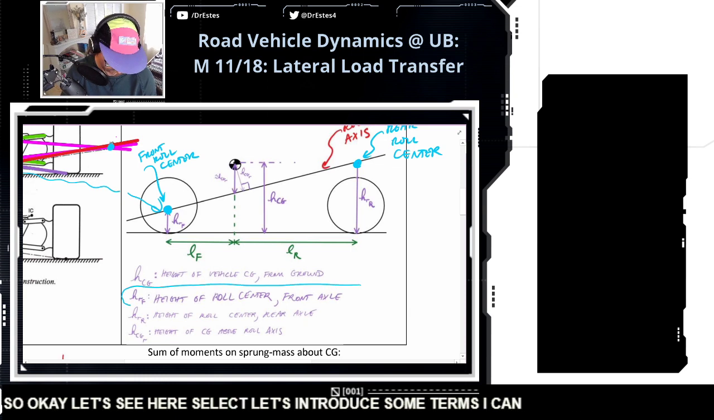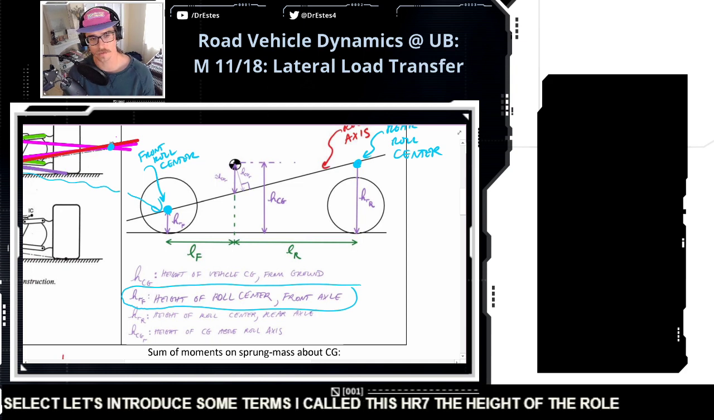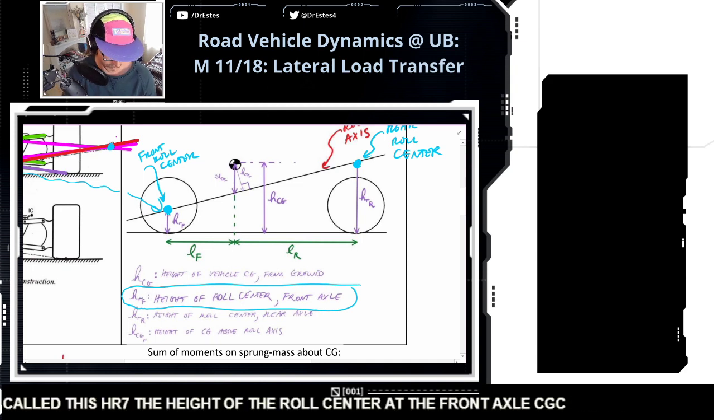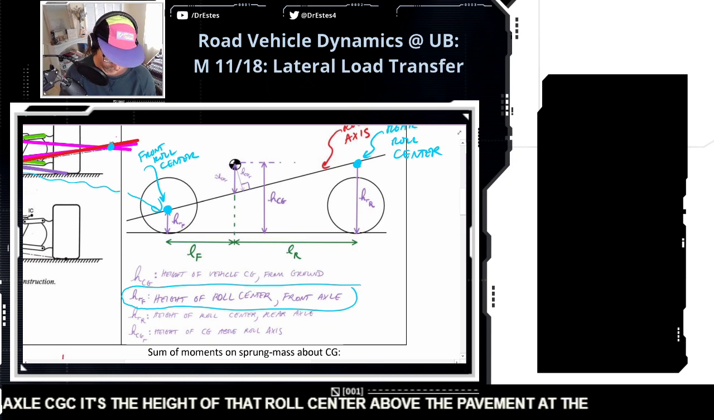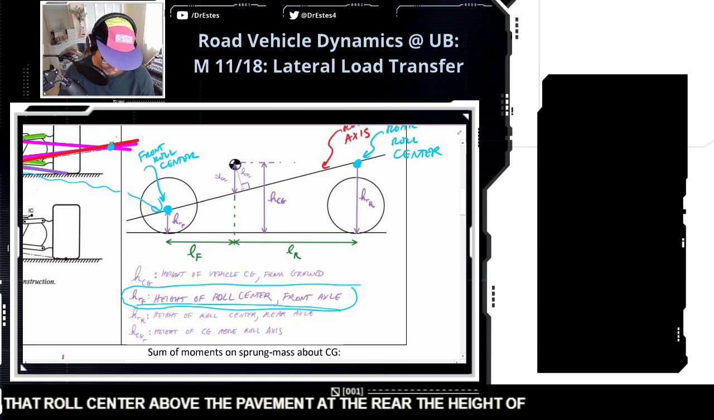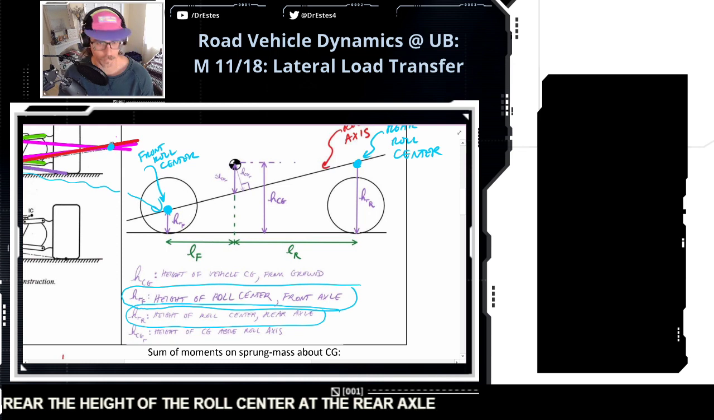I called this HR sub F, the height of the roll center at the front axle. So you just see it's the height of that roll center above the pavement. At the rear, the height of the roll center at the rear axle. Boom.